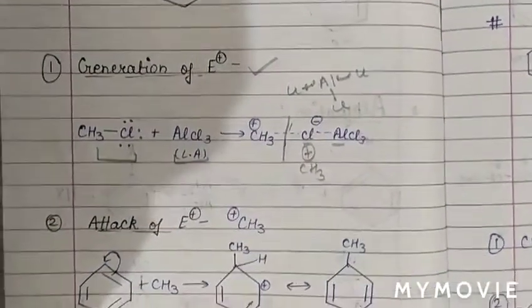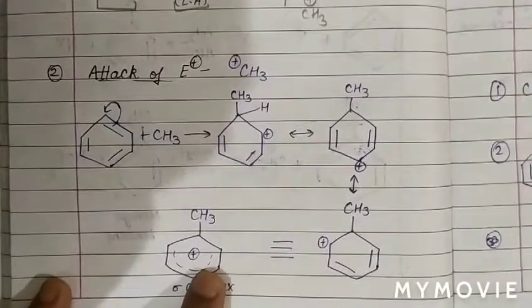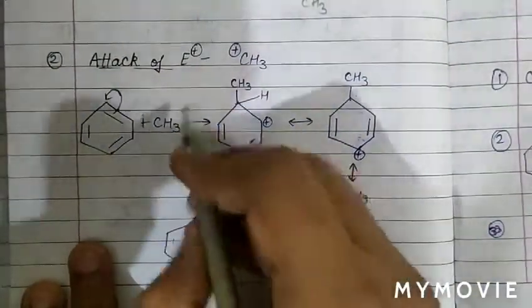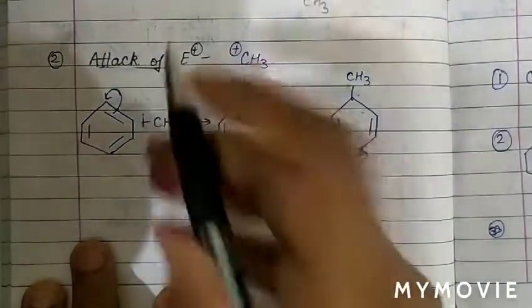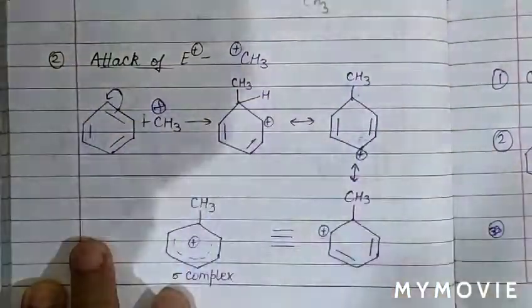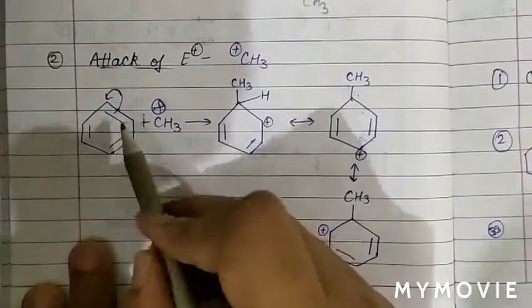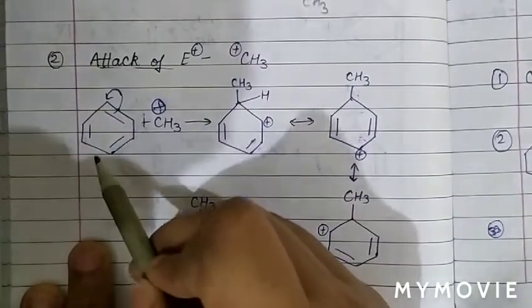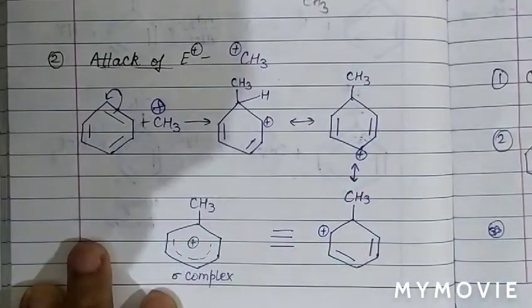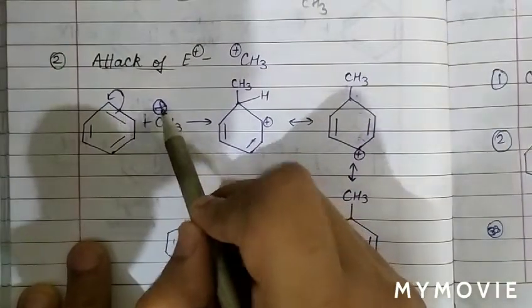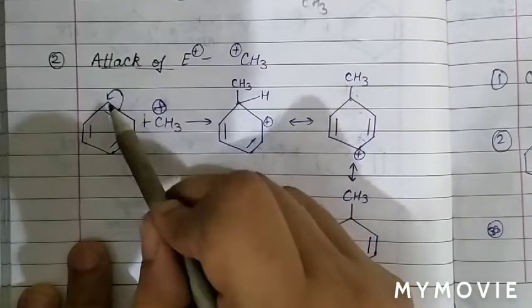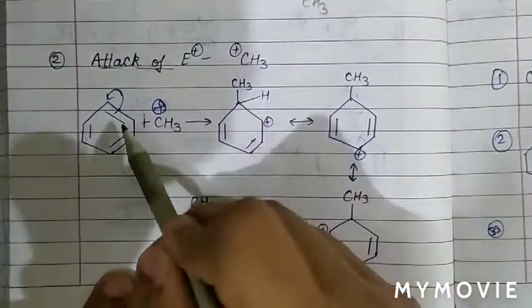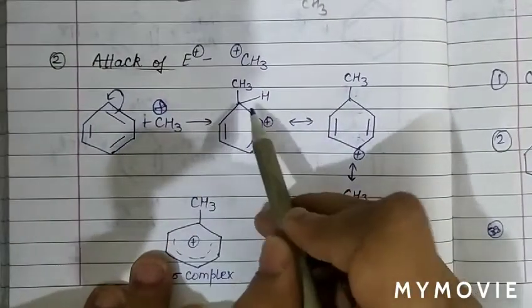Now the next step is attack of electrophile. As we know, at any position this electrophile can attack. CH3 positive can attack at any position. Now this pi bond breaks. When this pi bond breaks, this carbon atom has a negative charge and this carbon atom has a positive charge. So this electrophile CH3 positive will attack at the negative carbon atom. So there is attack of electrophile and this carbon has a positive charge.